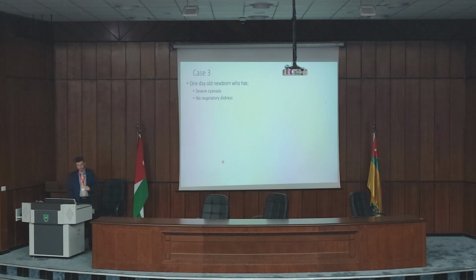This child is a 1-day-old. He was just born, and was noted to have significant cyanosis just a few hours after birth. And this cyanosis is not associated with respiratory illness. So he's not having pneumonia or respiratory distress syndrome or something that might cause cyanosis. He looks healthy, except that he's becoming bluer by the hour. The saturation was measured to be 70%.